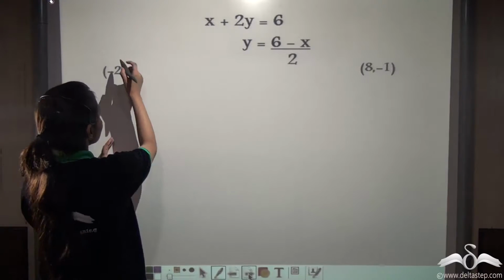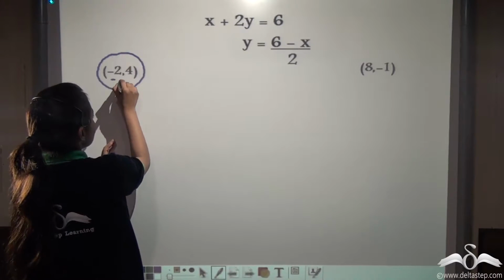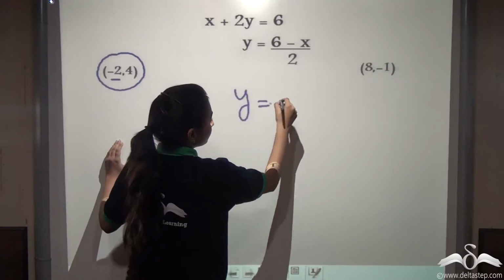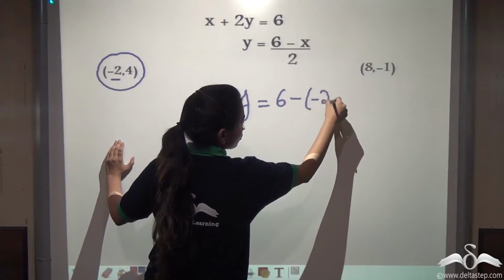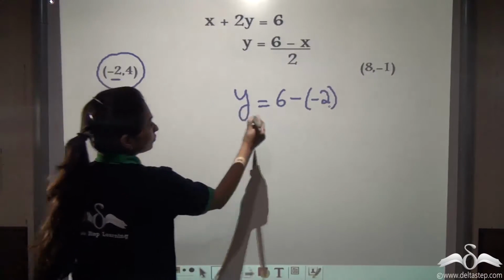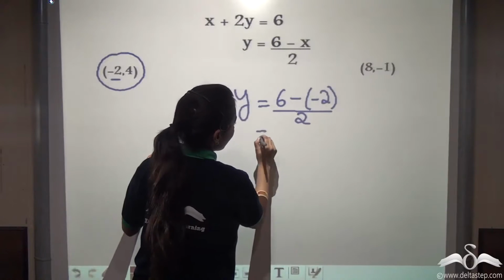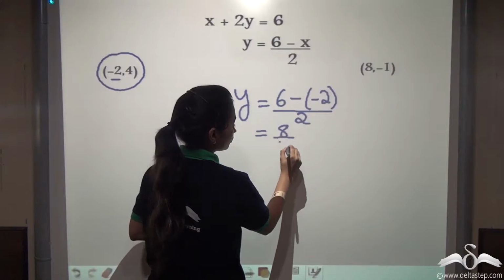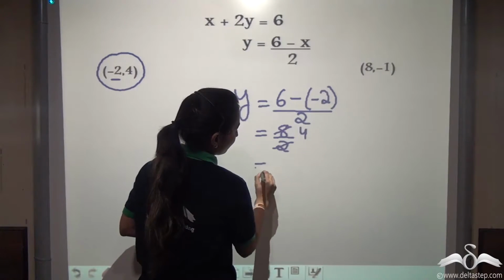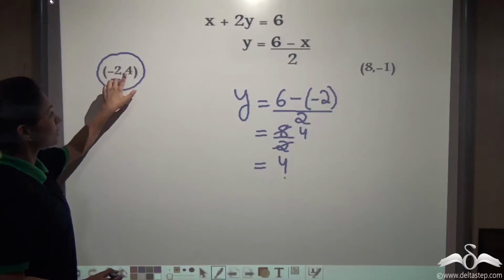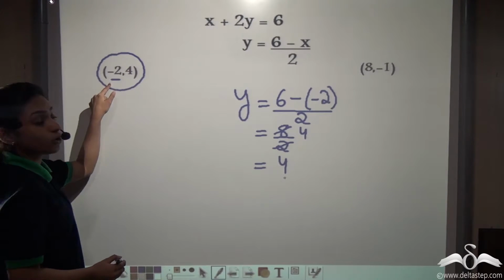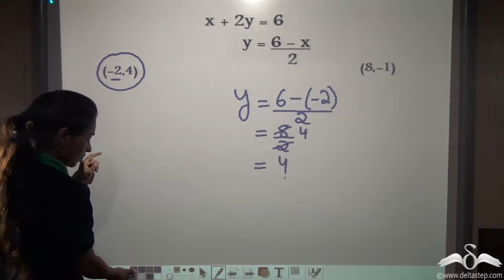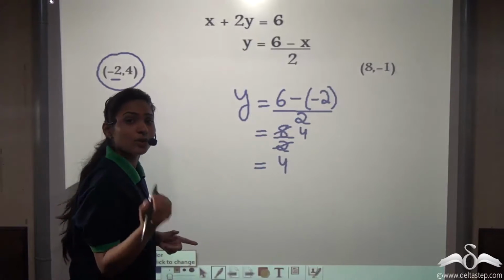Let's check. Let's check the first one where x is -2. Let's see whether we get y as 4 or not. y equals 6 minus x by 2, and here we are taking x as -2. What do you get? 6 minus -2, that is 6 plus 2, 8 by 2. You get 4. So that means -2, 4, this point also satisfies this equation. That is why it is lying on that line. Check for 8, -1. Do it yourself.